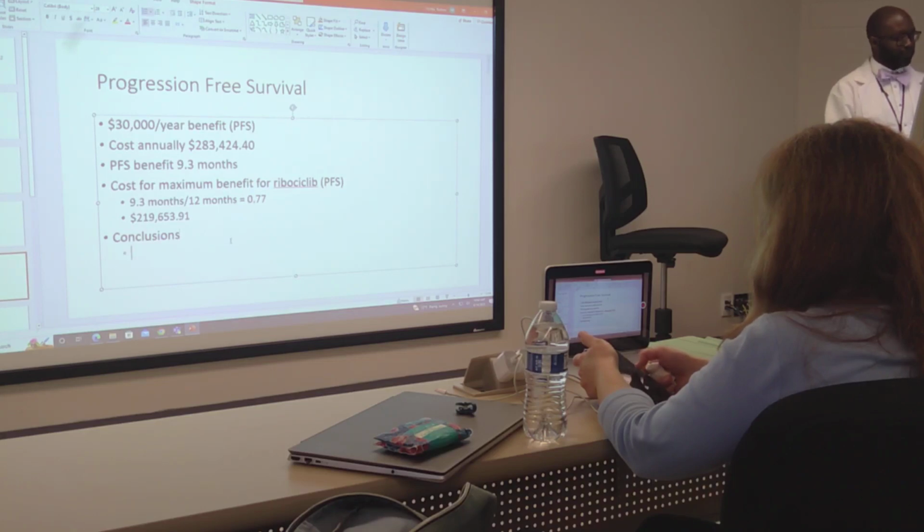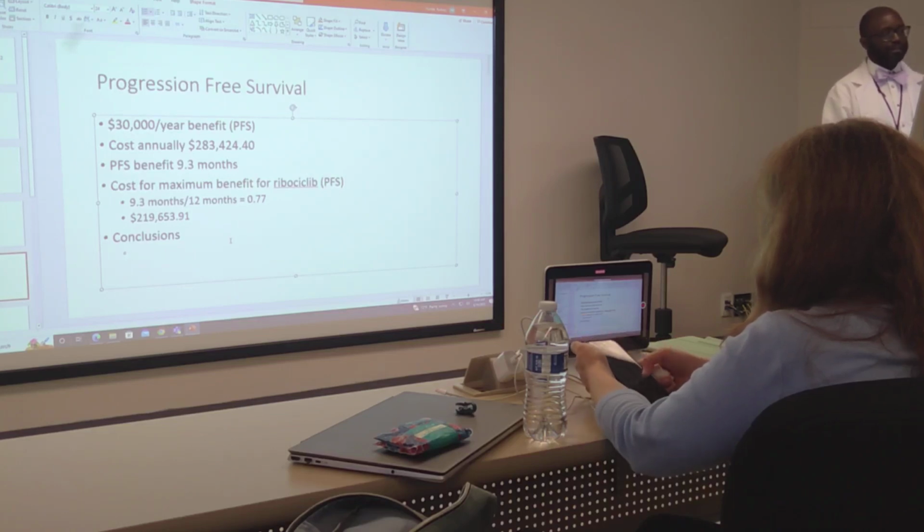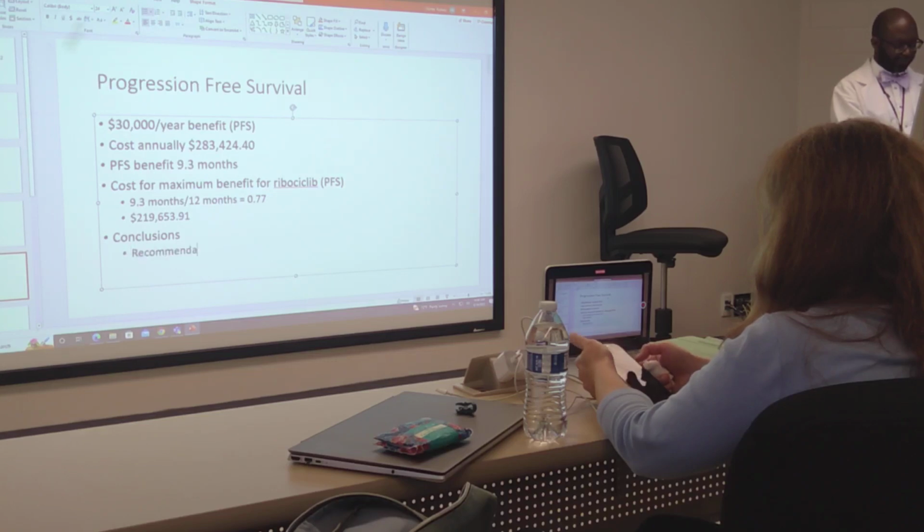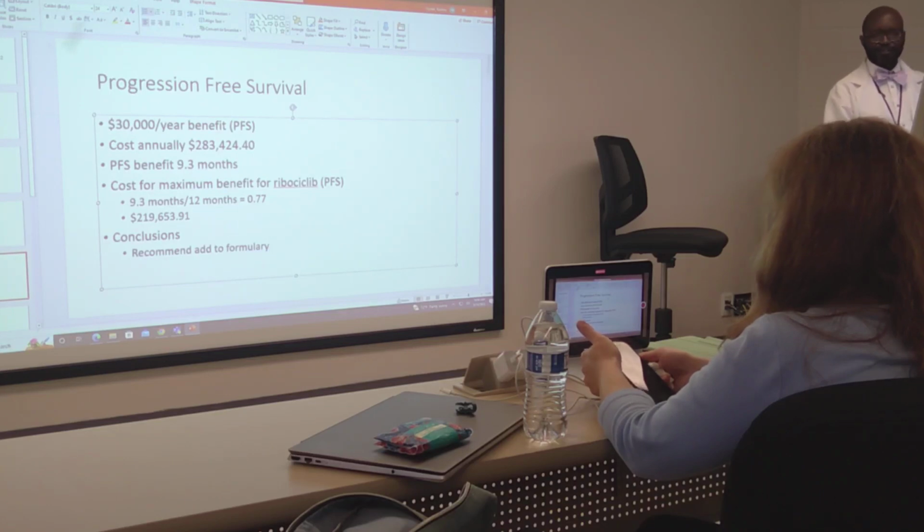Okay. So with the assumption that we made, what would y'all's conclusion be in reference to progression-free survival? Because we haven't gotten to the other endpoint. We're going to do the same thing with the other endpoint. So they're going to say recommend add to the formulary. What y'all going to say? Y'all got 30,000.